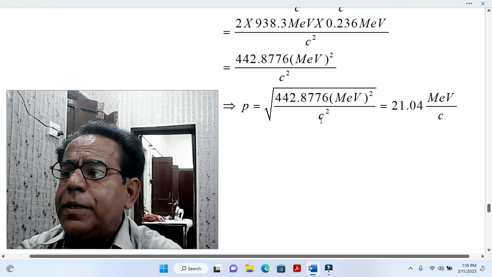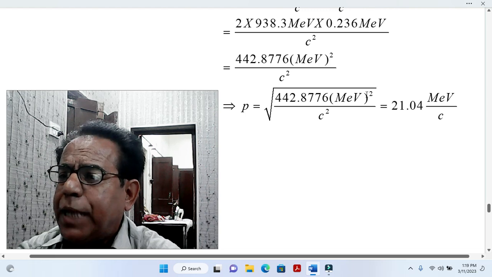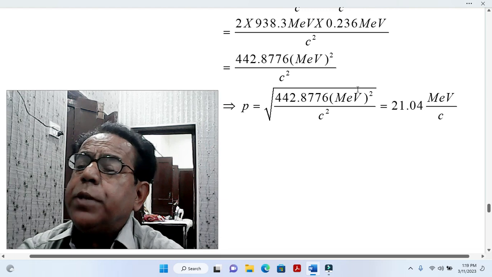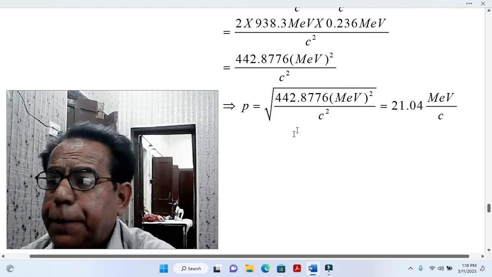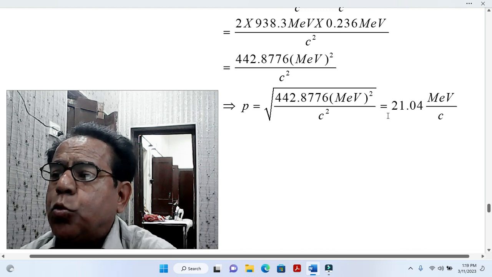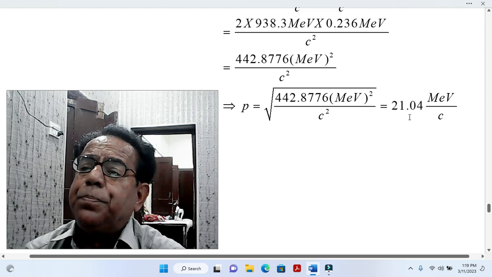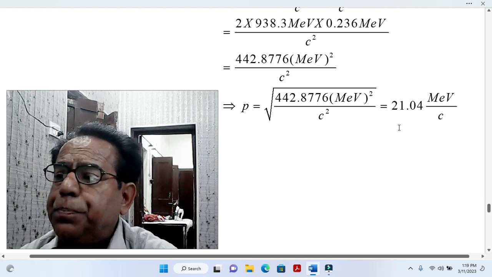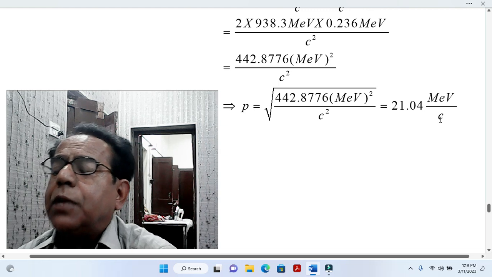And hence this will be converted into simply c, and this will be converted into simply million electron volt. This square will also be cancelled out with the under root, because under root is actually power 1 by 2. However, we will have to take under root of this value 442.8776, which will become equal to 21.06. Hence our momentum, that is the value of p, becomes equal to 21.06 million electron volt over c.